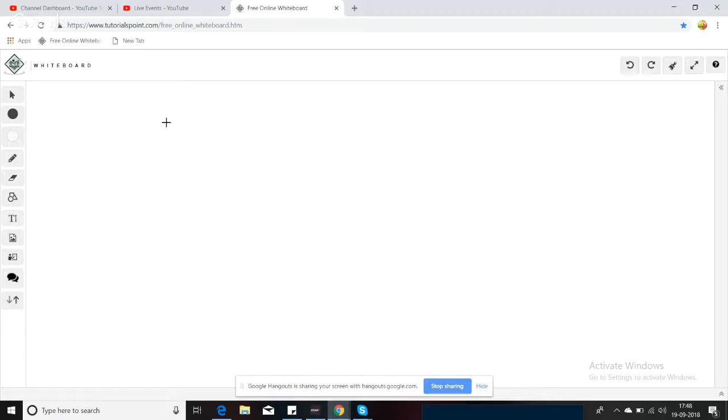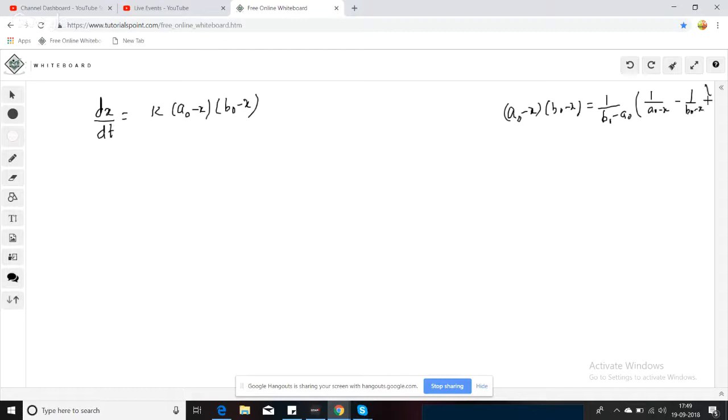It is the integration only, right? So we have this expression dx by dt is equal to k into a naught minus x into b naught minus x. This is what you have to solve. Now you see one thing, a naught minus x into b naught minus x, we can also write this as 1 by b naught minus a naught into 1 by a naught minus x minus 1 by b naught minus x. Can we write this?